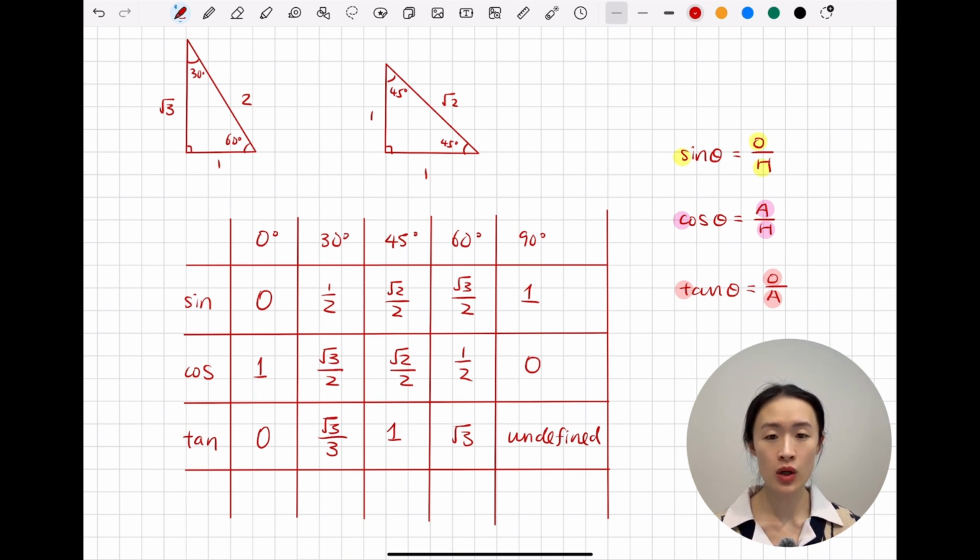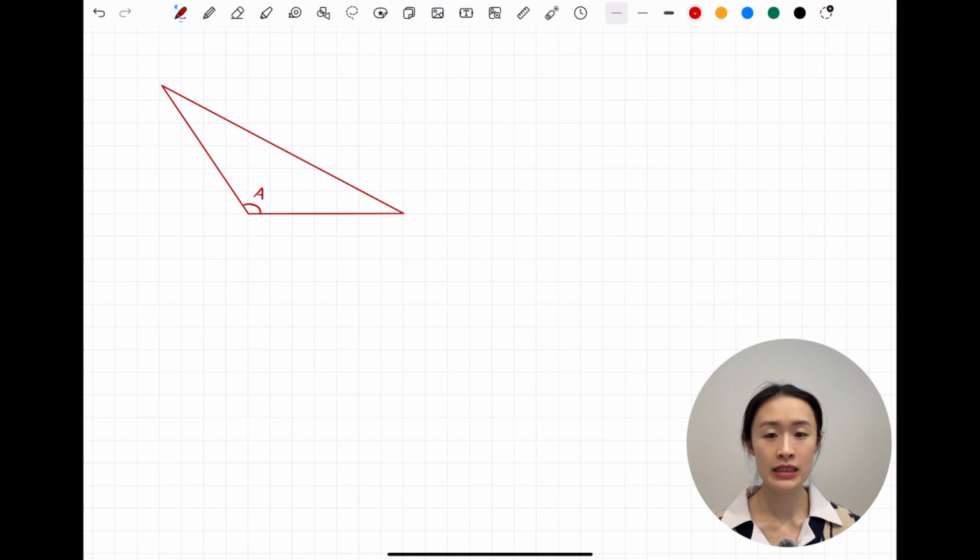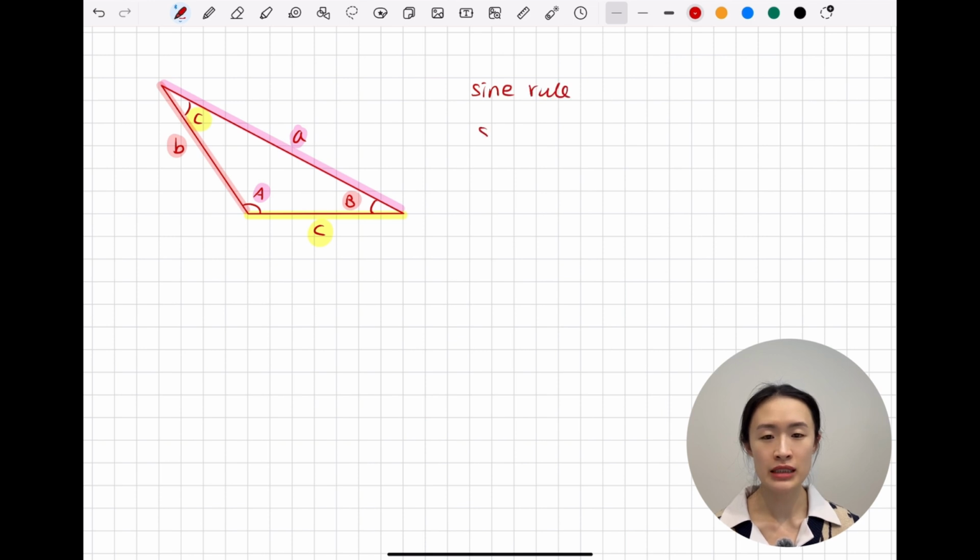We also needed to know what to do if the triangle isn't a right angle triangle. So in this case, I'm labeling the angle with capital letter A and its opposite side with a lowercase a. Similarly, B with the lowercase b as the side, angle C with the lowercase c as its side. We have a pair of angle in the capital letter and then side in the lowercase. So just quickly remind ourselves what is a sine rule. Sine rule is sine A over a equals sine B over b equals sine C over c.